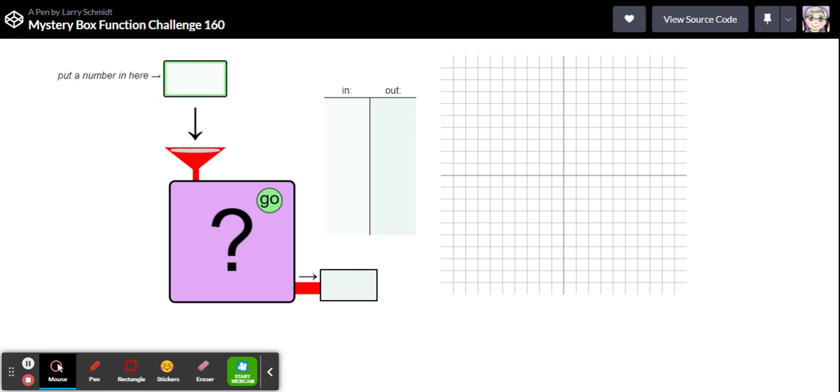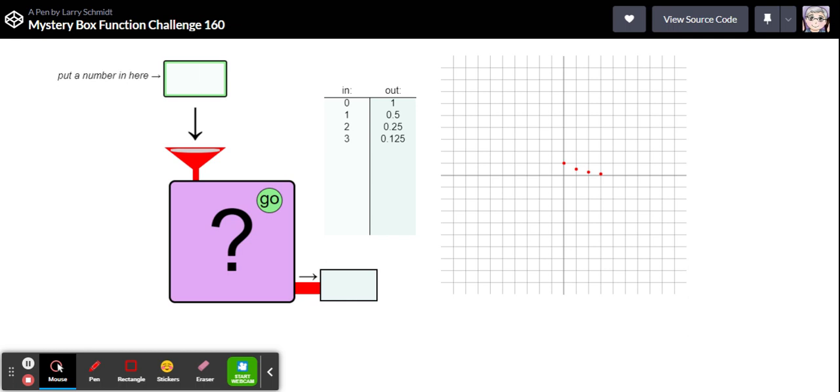Okay, let's begin with a 0. Okay, 0 gives us 1. How about 1? And 1 gives us 0.5. How about 2? Oh, so that gives us 0.25. How about 3? 0.125. Okay, I'm seeing a relationship in those numbers.